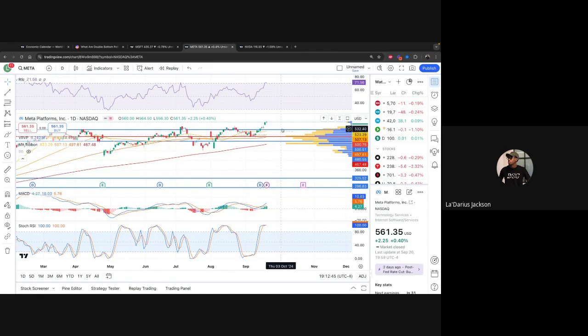I can't give you direct financial advice. What I would do is wait for Meta to cool down. It just exploded from the 530s into the 560s. I would wait for Meta to cool down if I'm looking to swing trade it. If I'm looking to hold it long term, I would not mind buying Meta at 560.